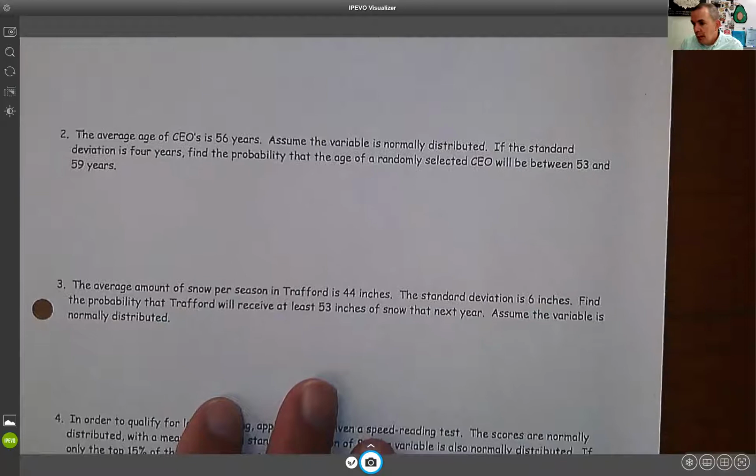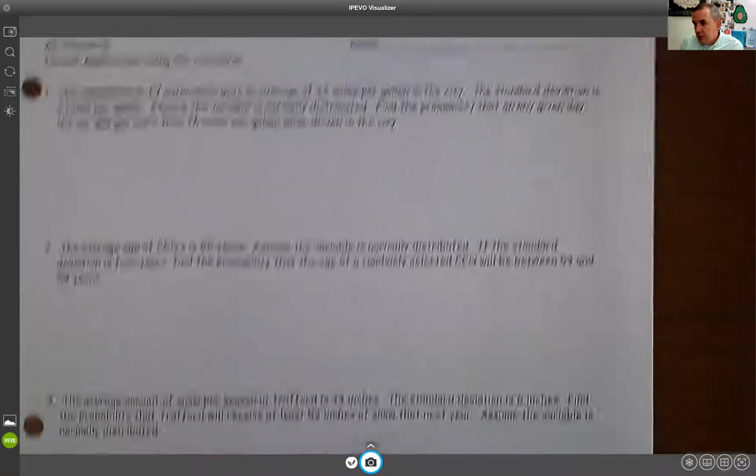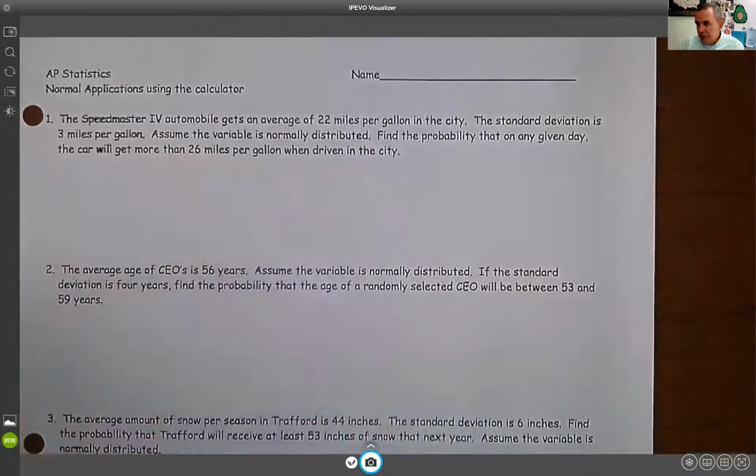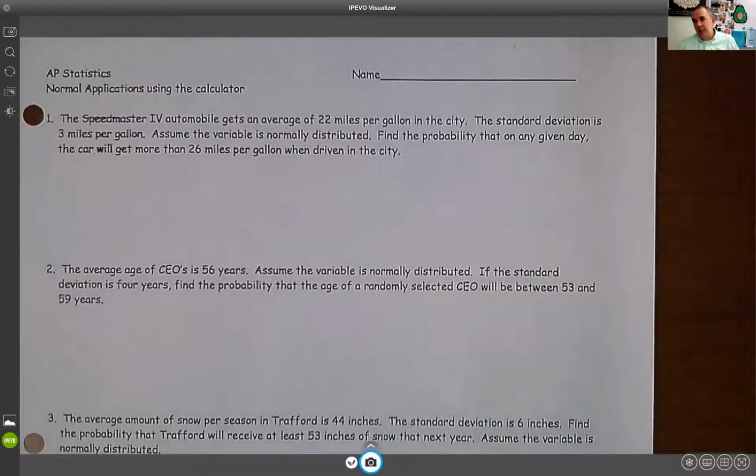So what I want to do is look at this first one. A Speedmaster 4 automobile gets an average of 22 miles per gallon. The standard deviation is 3 miles. Assume the variable is normally distributed. Find the probability that on any given day, the car will get more than 26 miles to the gallon. Okay, so let's take a look and see how we do that. I've already worked this solution, so I'll walk you through it.